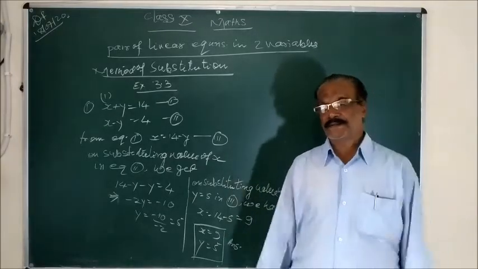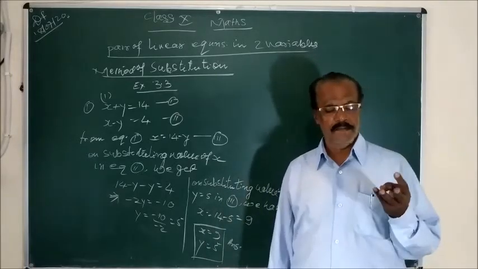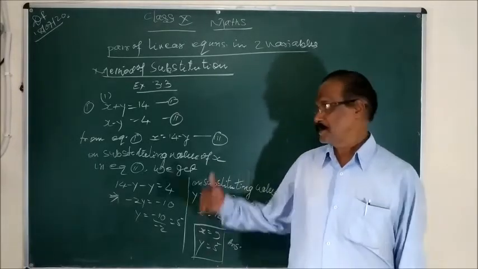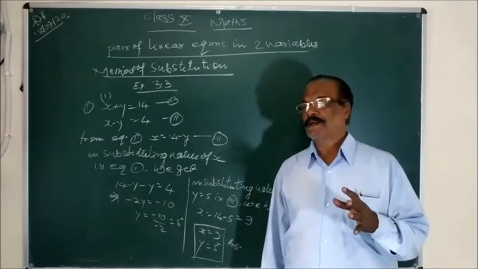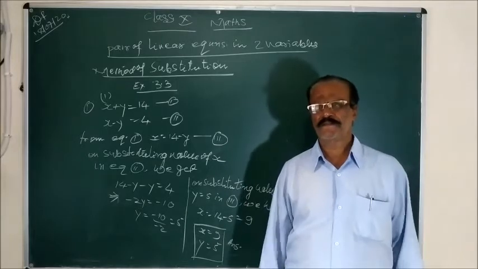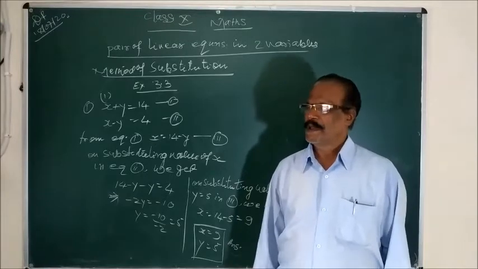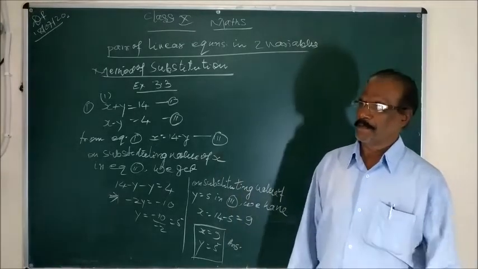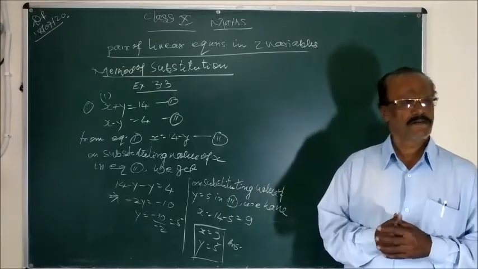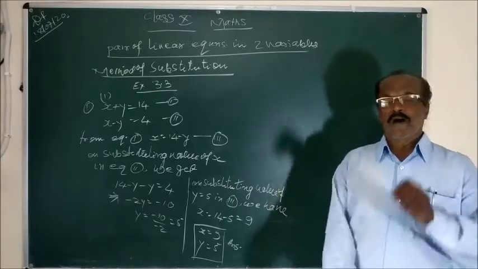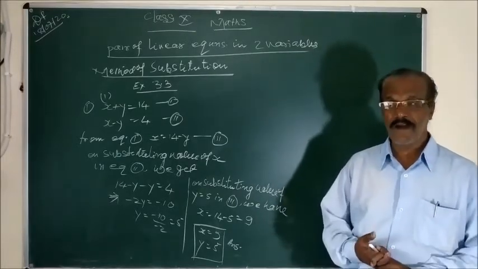There are three methods in algebra to solve a pair of linear equations: method of substitution, which you are going to learn, method of elimination, and method of cross multiplication. So now you leave it, cross multiplication. And the other method is graphical method. I have already explained in 3.2 or 3.1. How will you solve a pair of linear equations with the help of graph?